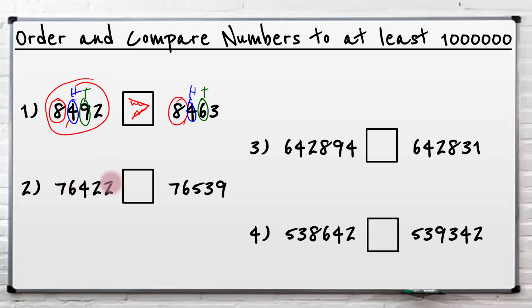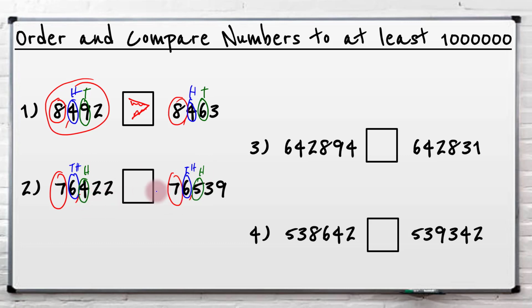So what number have we got here? Think of your groups of 3. 1, 2, 3. This is 76,422. 1, 2, 3. 76,539. Always look at that biggest number first. So they're both 70,000. Then we go to the next one because of the same, and it's 6,000s. So this one's got 6,000s as well. So then we need to go to the next one, which is the hundreds.